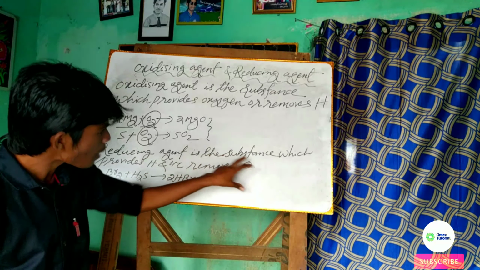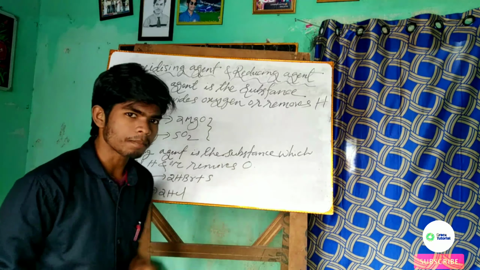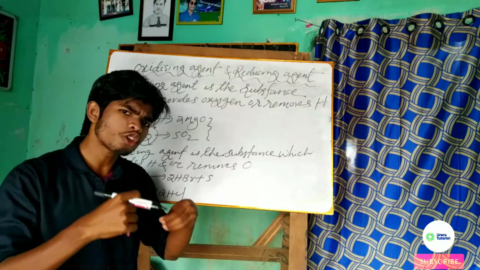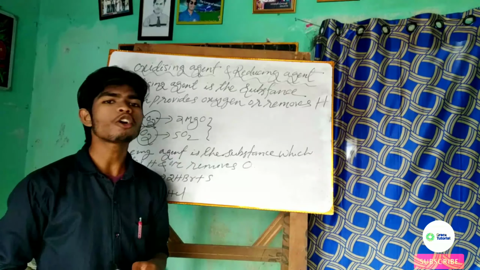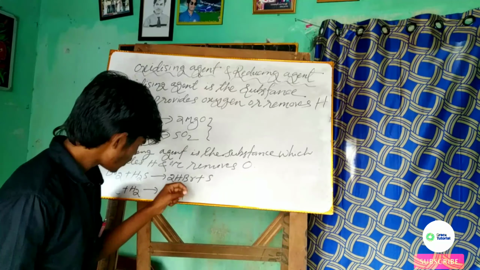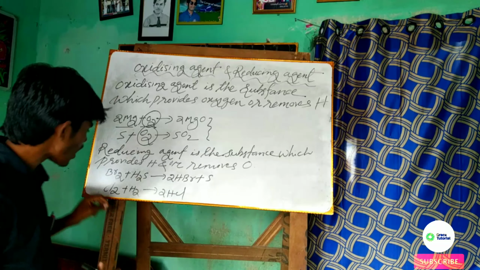Similarly, what do you mean by the reducing agent? The reducing agent is the substance which provides the hydrogen or removes the oxygen. That means the substance which is used to carry out the reduction is basically called the reducing agent. Look here, these two examples we have already mentioned in the reduction reaction.